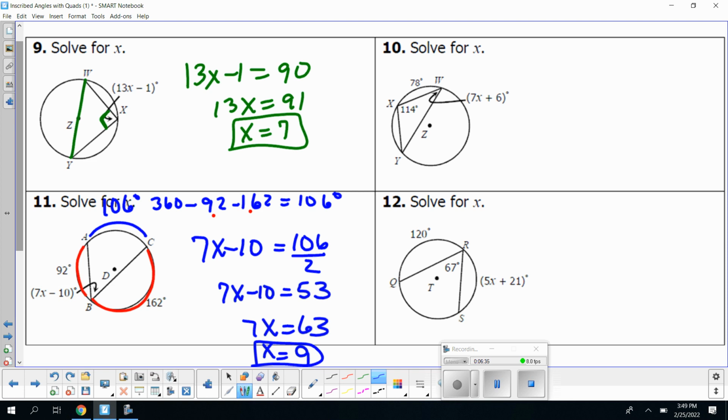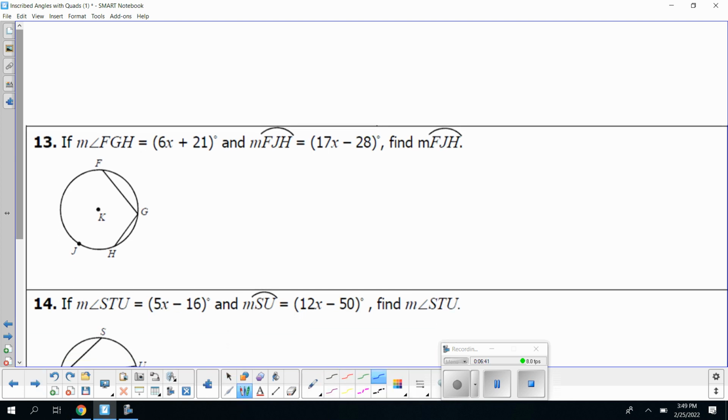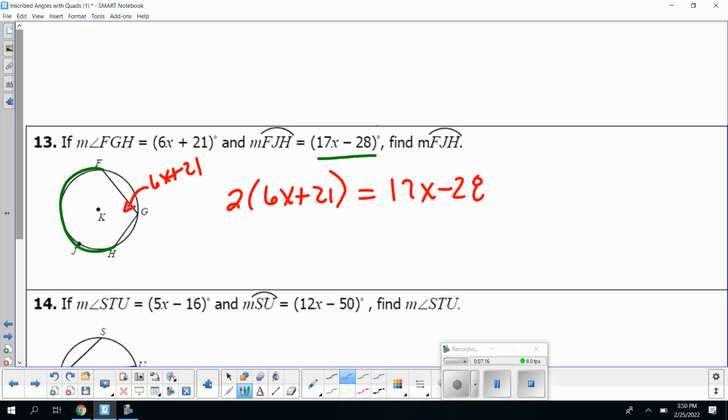Moving on. Let's take a look at number 13. If the measure of FGH, which is this angle right here, is 6x plus 21, and the measure of the arc FJH, here to here, is equal to 17x minus 28, then we are going to set this up as 2 times 6x plus 21 is going to be equal to that arc length of 17x minus 28. And then, of course, we're going to simplify.